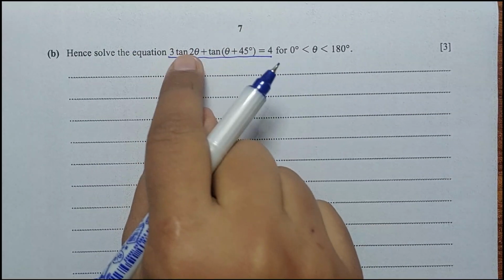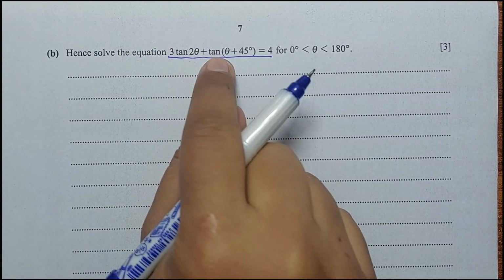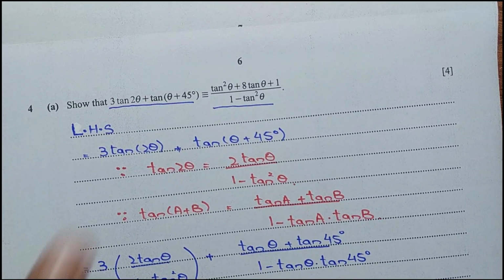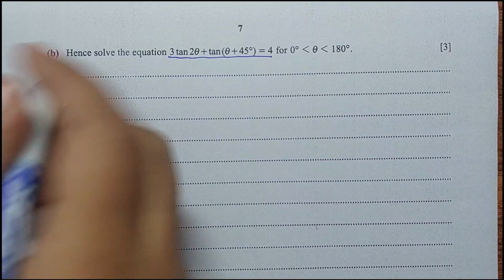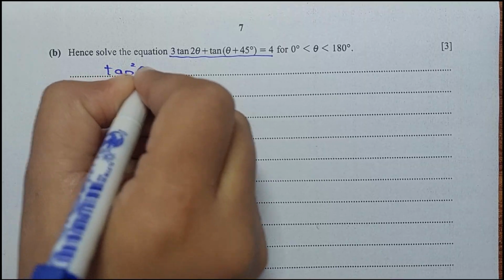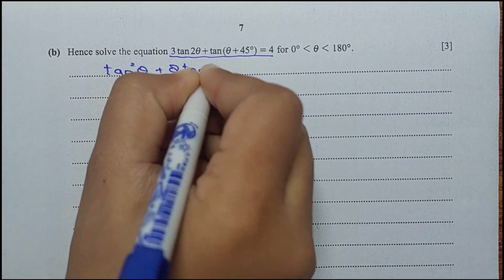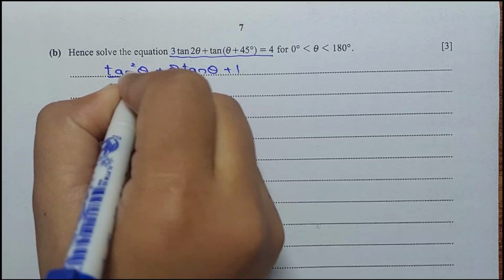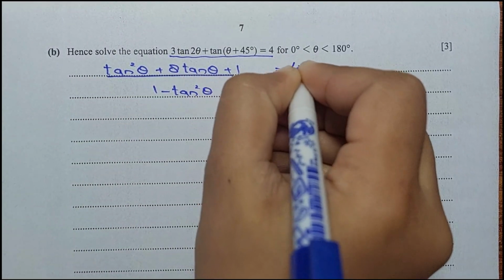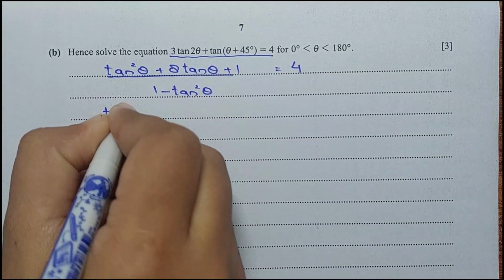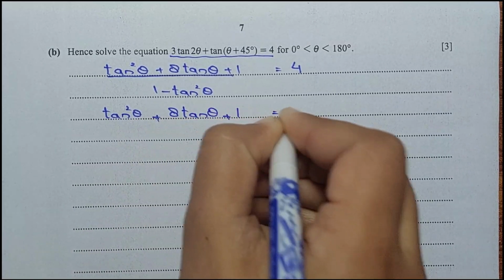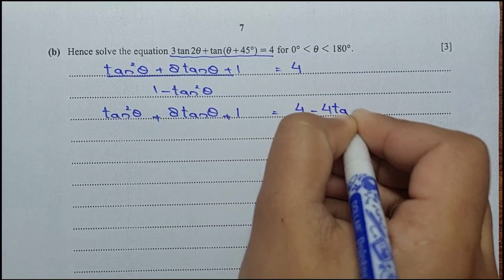Okay, we know that 3 tan 2 theta plus tan theta plus 45 degree. What is this equal to? This is equal to that term. So we can say this whole thing is equal to tan square theta plus 8 tan theta plus 1 divided by 1 minus tan square theta. This is equal to 4. We can do a cross multiplication. Tangent square theta plus 8 tangent theta plus 1 equals to 4 minus 4 tan square theta.